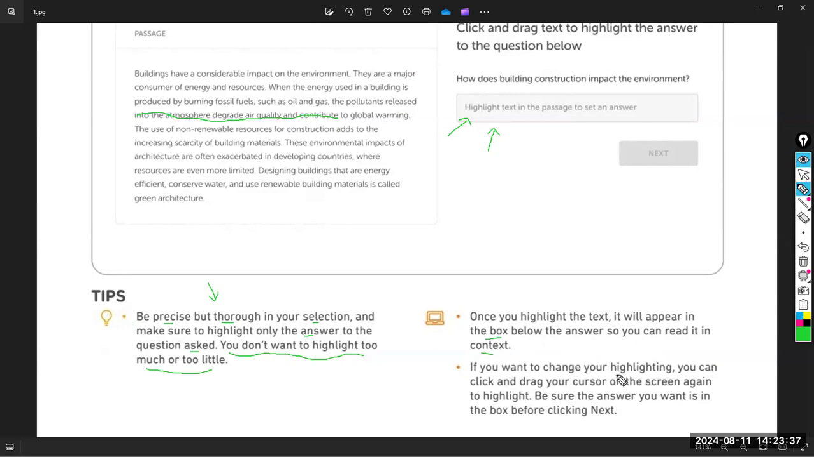If you want to change your highlighting, you can click and drag your cursor again. Be sure the answer you want is in the box before clicking next. So please, you have to make sure that the correct answer is here before you click next. Then this button is going to turn orange. Absolutely. After that, you can press next.